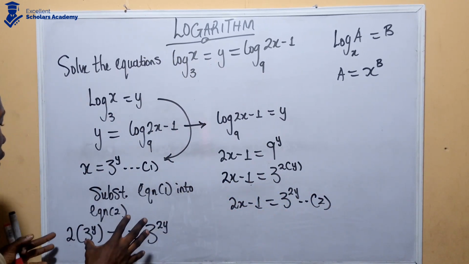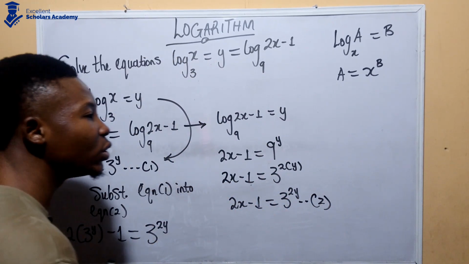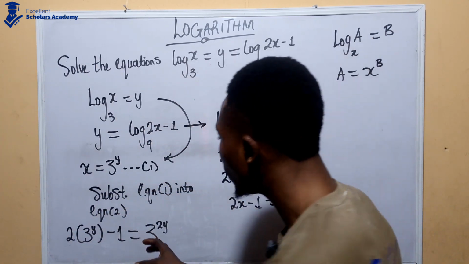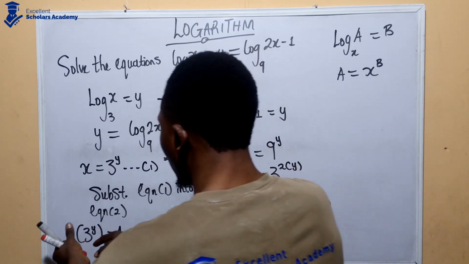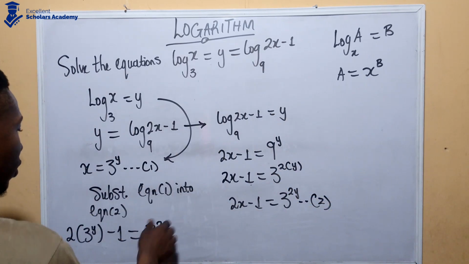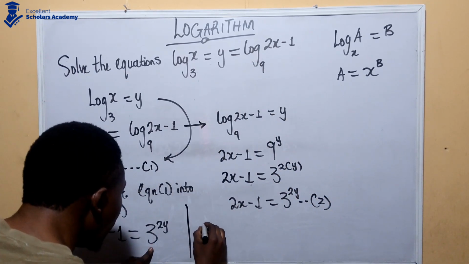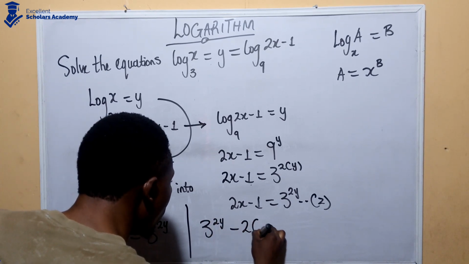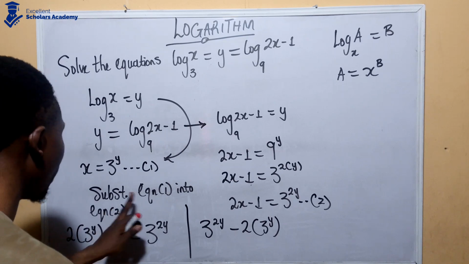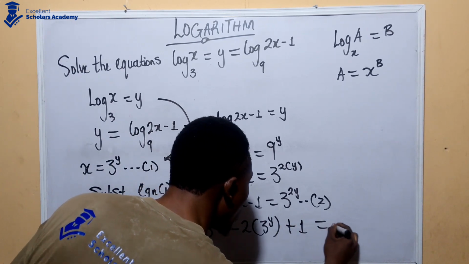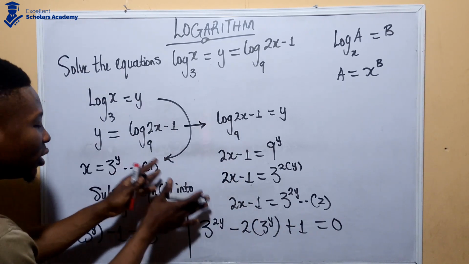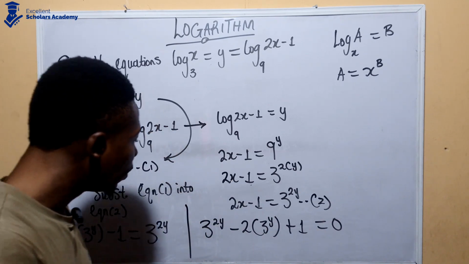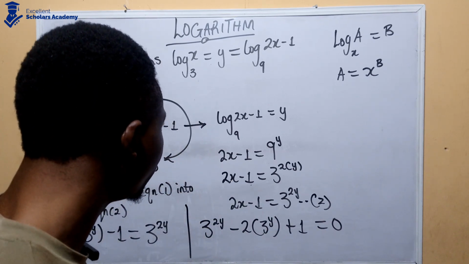So now, you know what we're going to do? This is already leading us to a quadratic equation gently. So now we're going to take all this to this side. So taking all this to this side here, it becomes 3 to the power of 2y is already here. Take this to this side, it becomes minus 2 into 3 to the power of y. Now take minus 1 to this side, it becomes plus 1. It will be equal to 0 because you are taking all this away from here, so nothing will be left. This is beautiful.